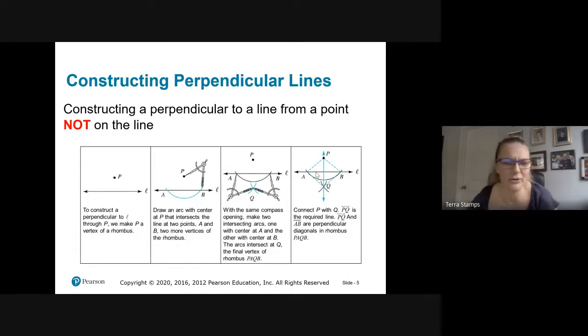Let's see, I'm not even reading the directions here. Draw an arc with its center at P that intersects the line at 2 points, 2 more vertices of a rhombus, with the same compass opening. Make 2 intersecting arcs, one center A and the other center B. So when they say center, they mean that's where the point of your compass needs to go. Because really, it's the center of a circle, right? If you were to make a full thing, but we're just making little arcs.